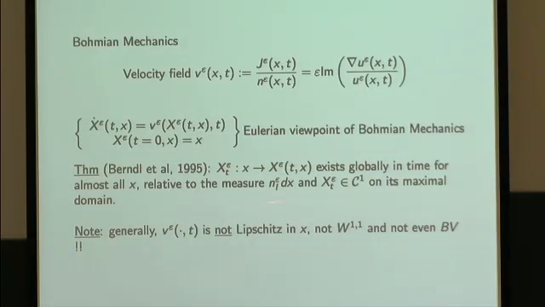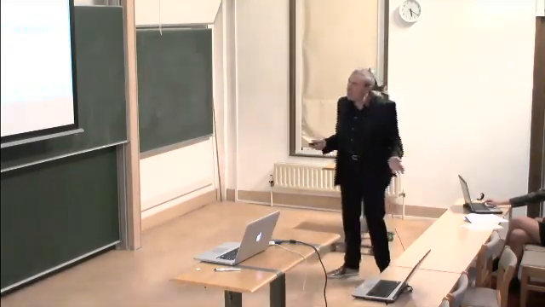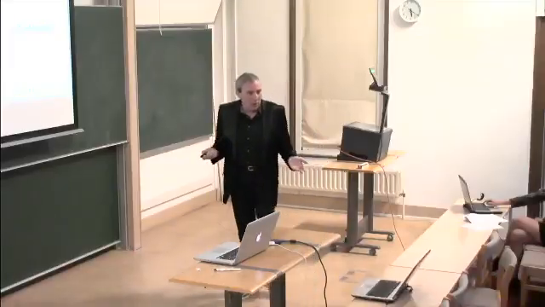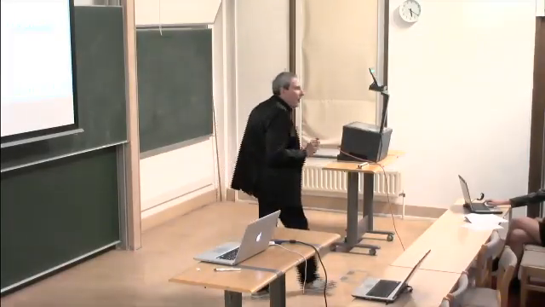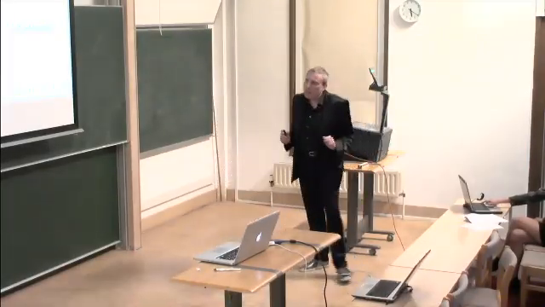Now you can say, well, there's a problem here, right? There's a regularity problem. What happens when the wave function hits 0? Well, there's a theorem, and I think it's a really nice theorem, proven by Berndl and co-authors in the year 95. The theorem basically says that the flux associated to this, the Eulerian Bohmian flux, exists globally in time, but almost everywhere relative to the initial position density measure, and is of course smooth on its maximal domain of definition. So in some sense, I think it's a deep theorem.